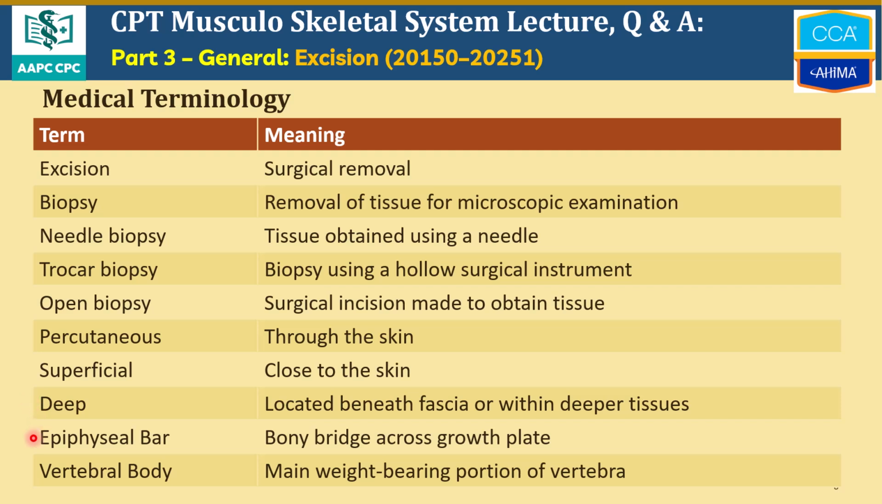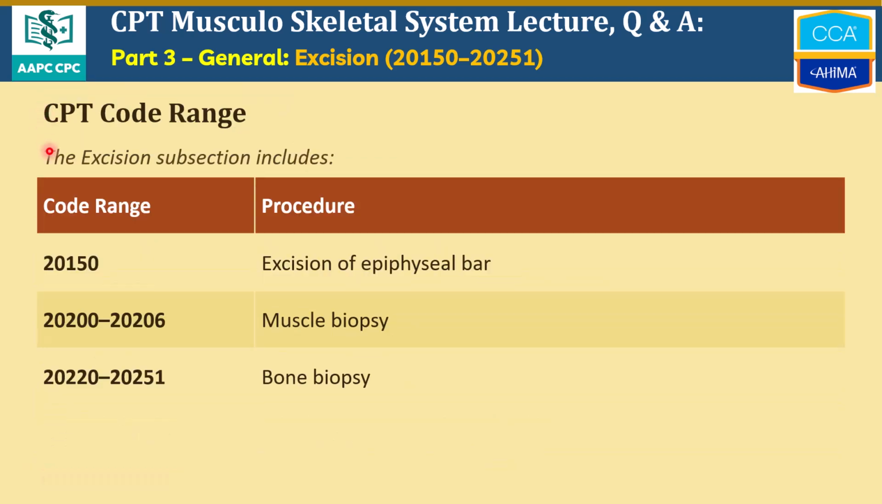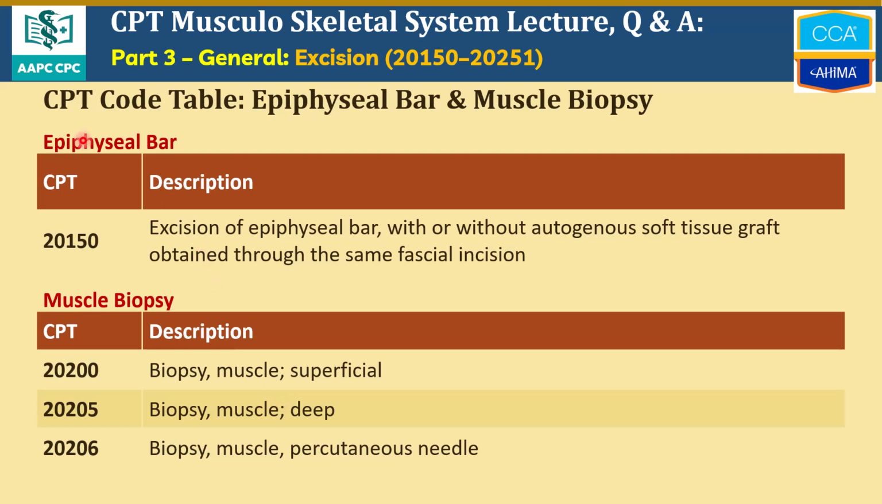Epiphyseal bar means bony bridge across growth plate. And vertebral body means main weight bearing portion of the vertebra. So the excision subsection includes the following code range: 20,150 for excision of epiphyseal bar, 200 to 206 for muscle biopsy, 220 to 251 for bone biopsy. So let's deep dive into the codes.